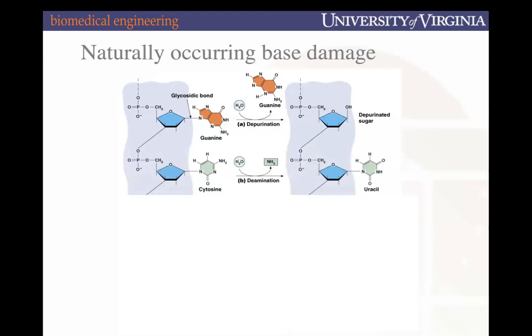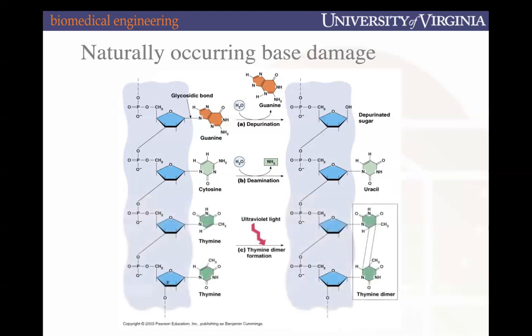There'll also be a deamination event here on cytosine, where we lose this amine group and it goes from being a cytosine to uracil. It goes from being DNA to RNA. And other forms of naturally occurring base damage: in response to ultraviolet light, adjacent thymines will cross together and we'll get a thymine dimer. And so all of these are different ways in which base damage can occur.